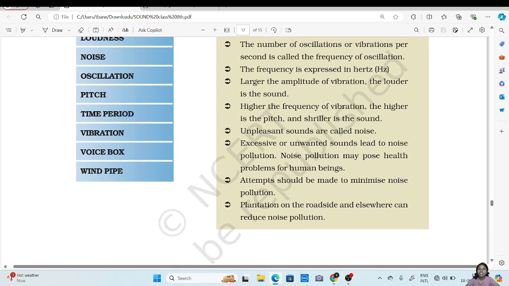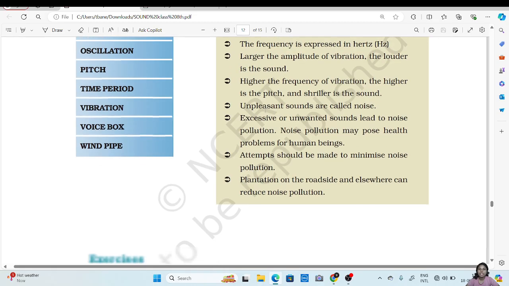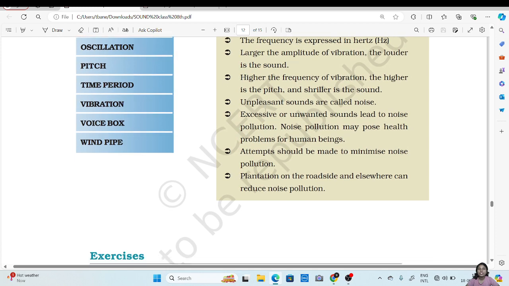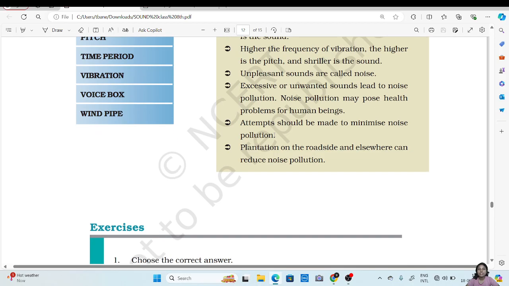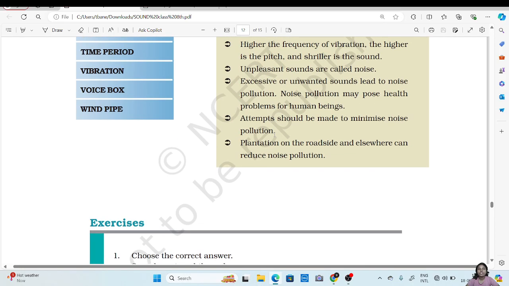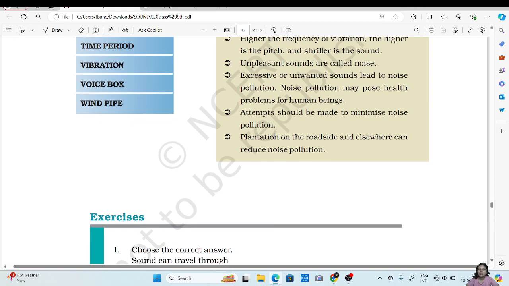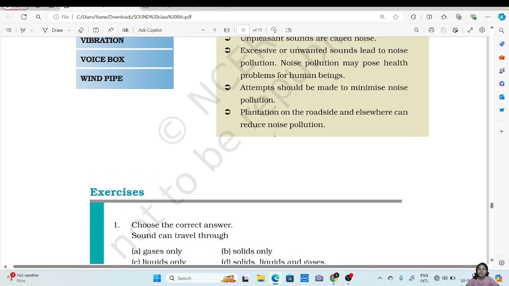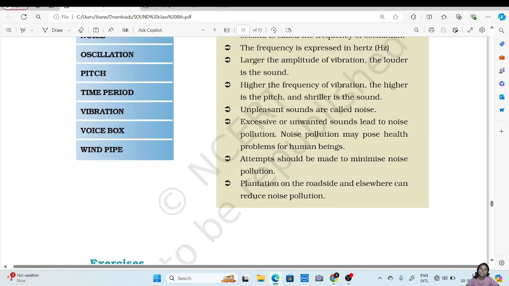Then the number of oscillations or vibrations per second, we term as frequency of oscillation. The frequency is expressed in terms of hertz. Larger the amplitude of vibration, louder is the sound. Higher the frequency of vibration, higher pitch or shriller is the sound. Unpleasant sounds are called noise. Excessive or unwanted sound leads to noise pollution. Attempts should be made to minimize this noise pollution, and plantation of trees is one method to reduce noise pollution.